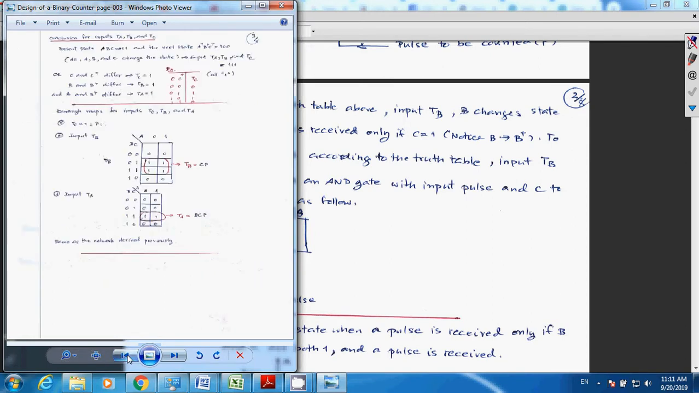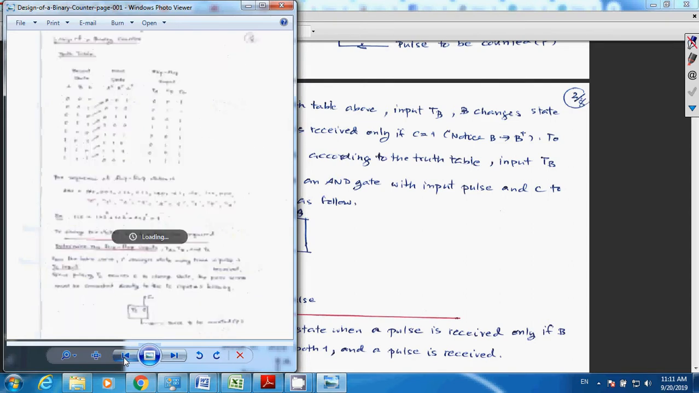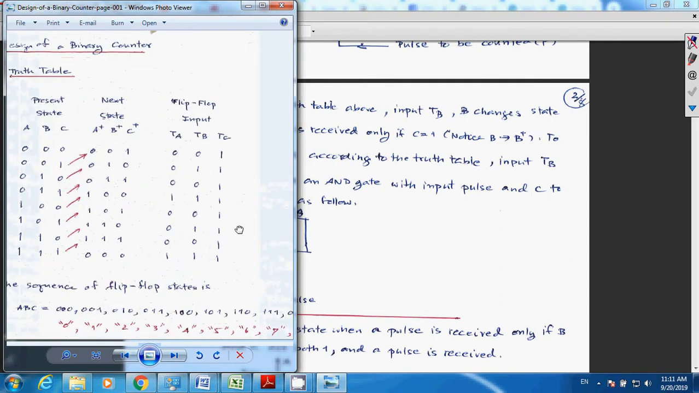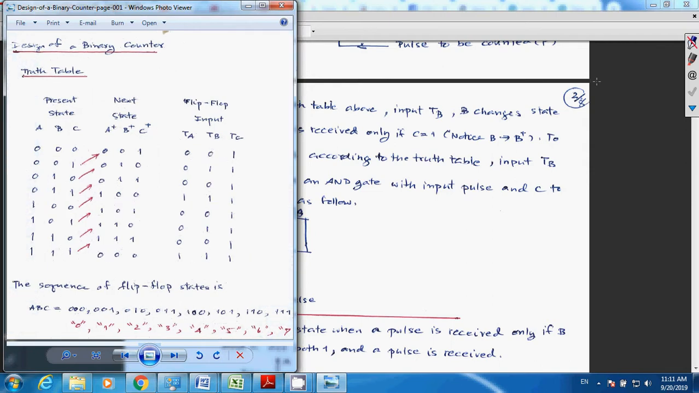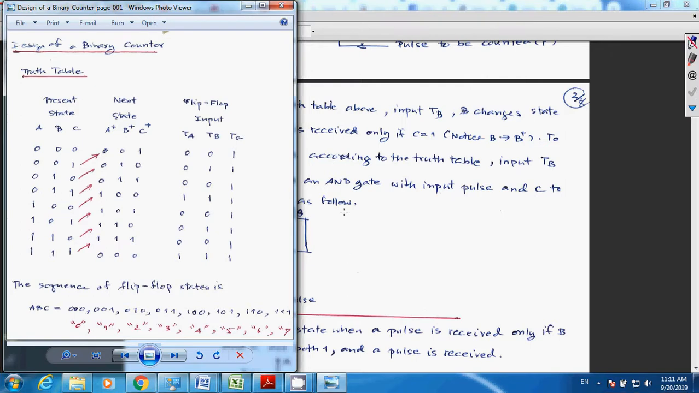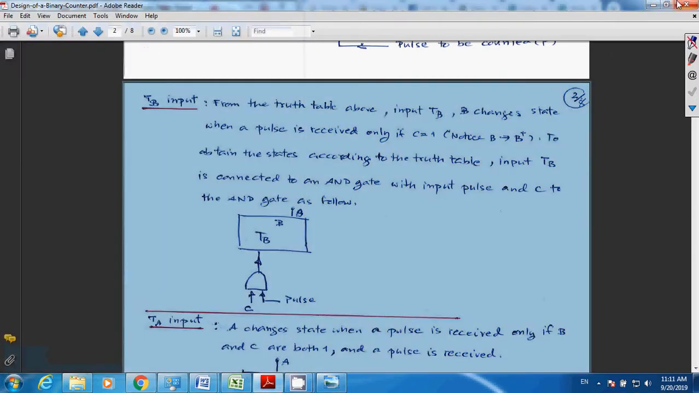I have, let's see, somewhere here. Okay, here. Let's take a look. So this is your TB. You have to follow the truth table 0 1 0 1 0 1 0 1. So when you have a two input AND gate, oops, sorry.